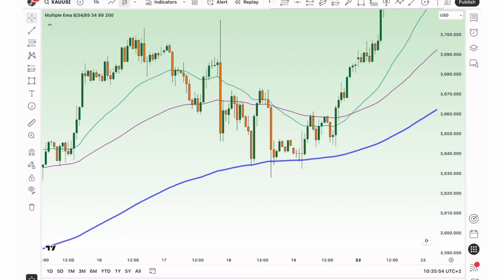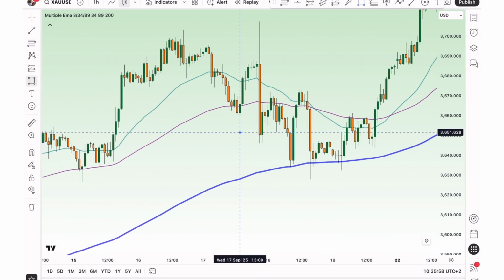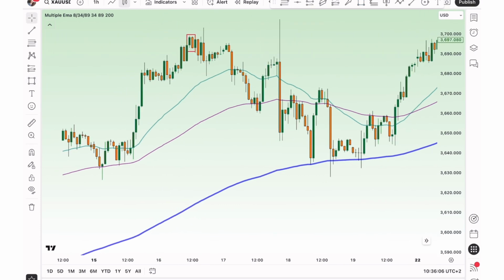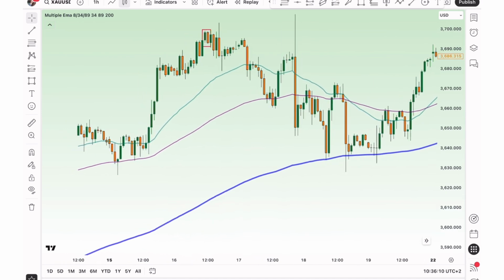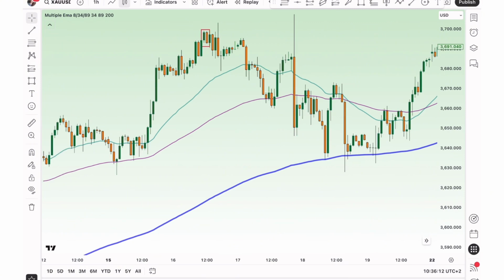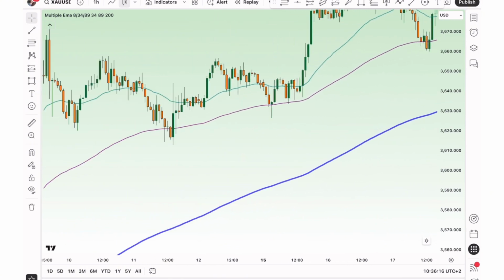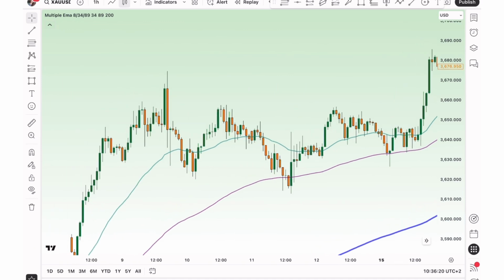But first, we need to know what is a tweezer top. The tweezer top is a two-candlestick bearish reversal pattern where the highs of both candles are identical or nearly identical in price. The pattern indicates a possible end to an ongoing uptrend. When the tweezer top appears at the highest price level during an uptrend or during a major retracement in a downtrend, it can signal a strong reversal.